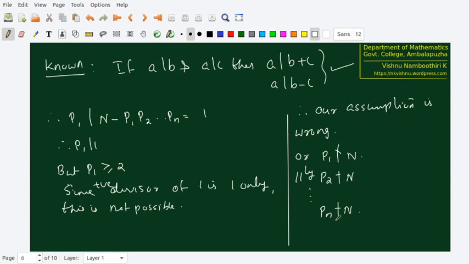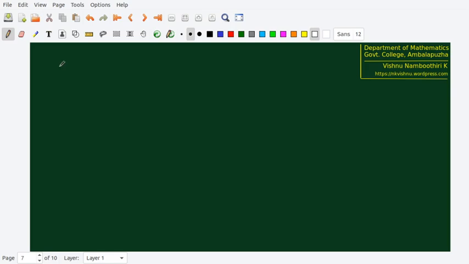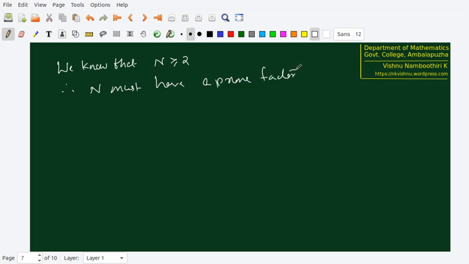We know that N is greater than or equal to 2, because N consists of primes and each and every prime is greater than or equal to 2. Therefore, N is greater than or equal to 2. Therefore, N must have a prime factor, because we have already proved that any integer greater than or equal to 2 will have a prime factor.